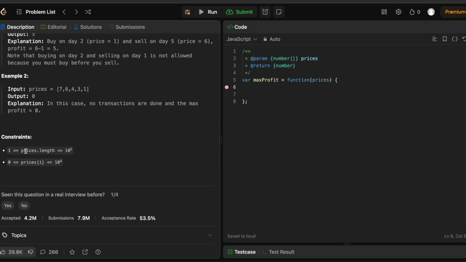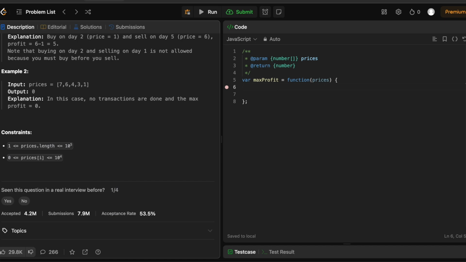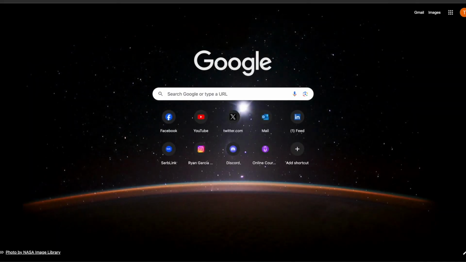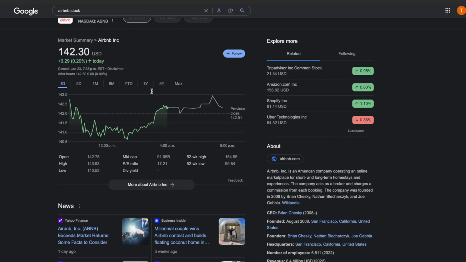Now our constraints are prices.length is greater than or equal to 1 and less than or equal to 10 to the power of 5. prices[i] can be between 0 and 10 to the power of 4. Alright, so let's look at a real world stock. I'm going to type in Airbnb stock and let's go through this together.